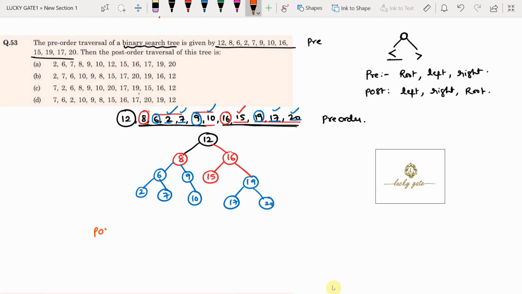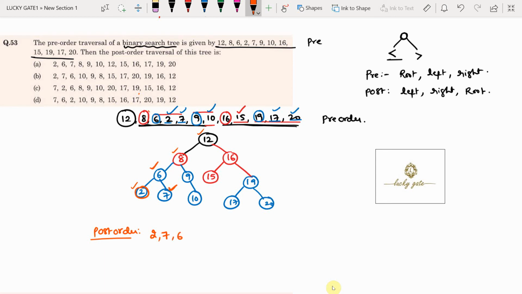What does post-order traversal say? Visit the left subtree, then the right subtree, then visit the root. Start with 12. Its left is 8, its left is 6, its left is 2. Because 2 does not have left and right, now it has to visit node 2. So 2 will be the first one. Next it goes up; the left subtree is over, then it continues with the right subtree, that is 7. After 2 and 7, it has to visit the root node, that is 6.